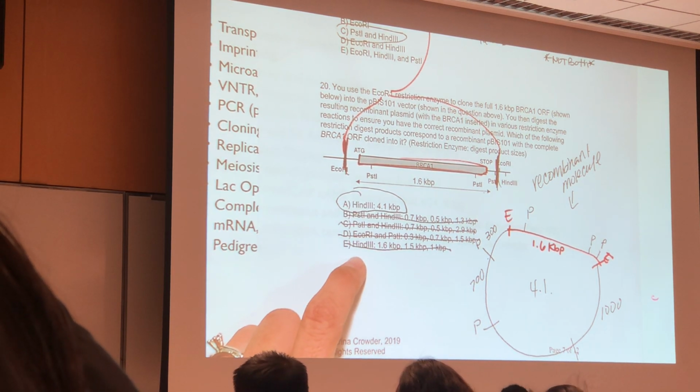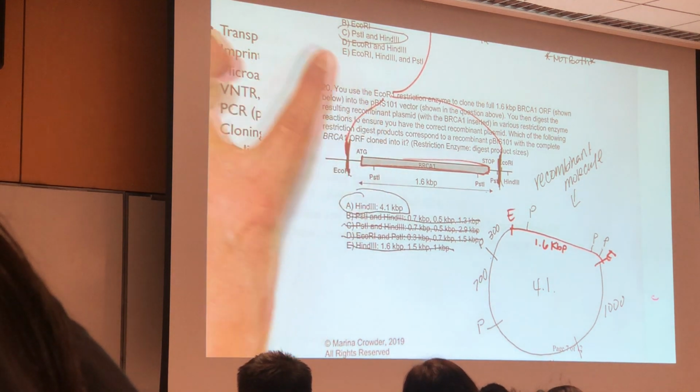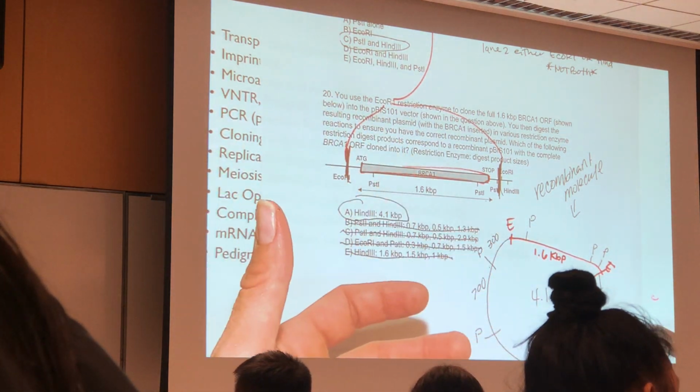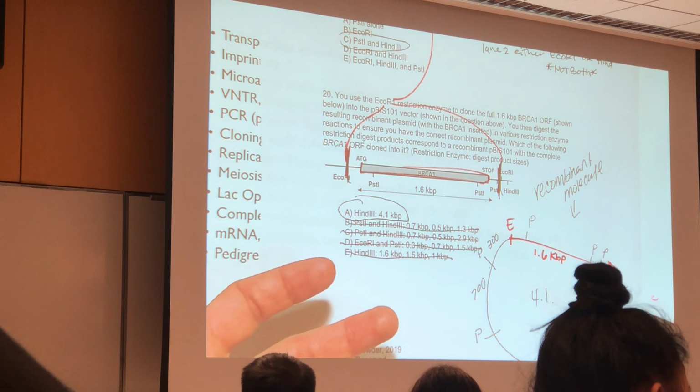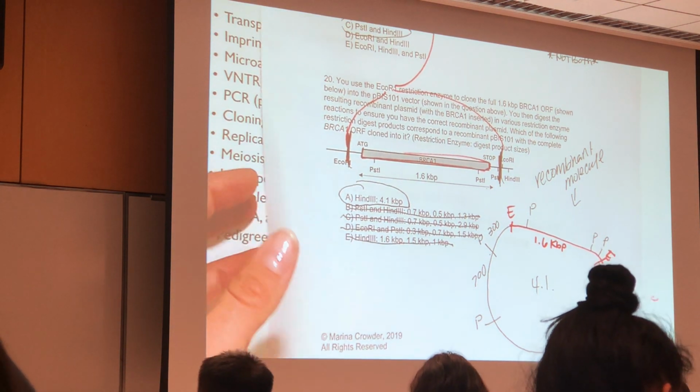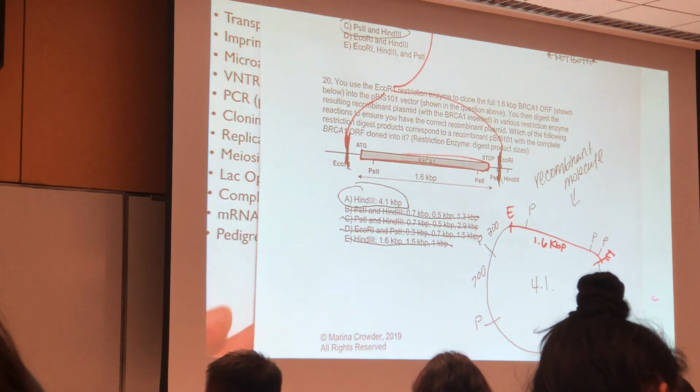Questions about that? Anytime you're doing cloning and restriction digest, if the molecule's not drawn, it helps to draw it. And then it's just a matter of saying how many fragments and what are their sizes. Questions about that?